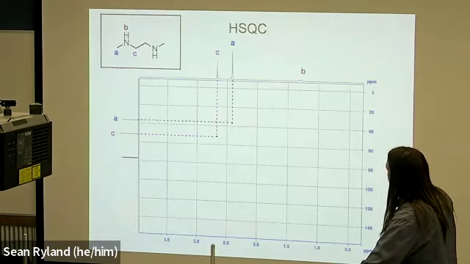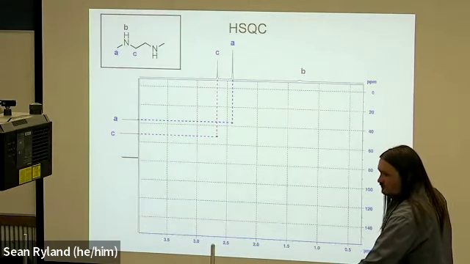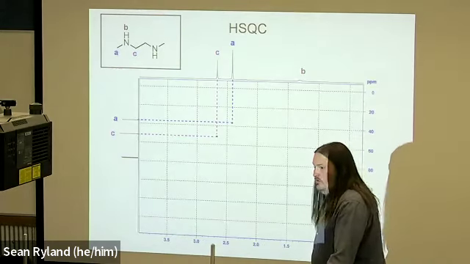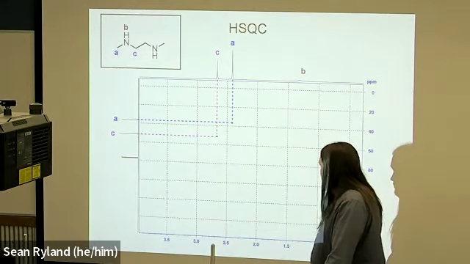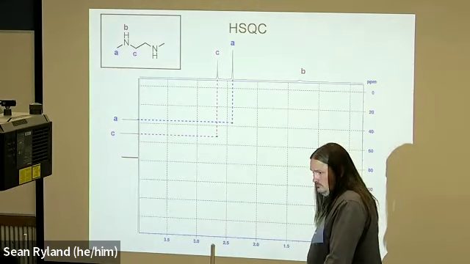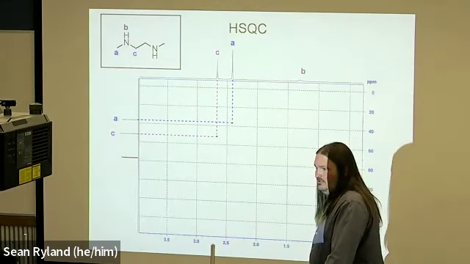So COSY is basically telling us which hydrogens are coupled to one another, which means close to. Right, and then the HSQC is telling us basically which carbons correspond to which hydrogens. Correct.